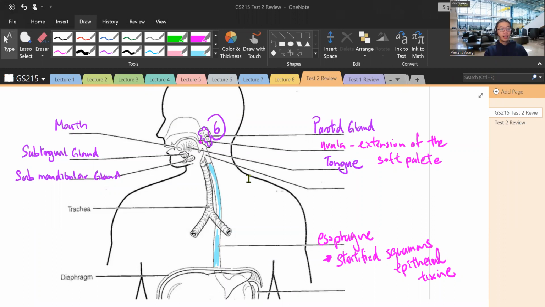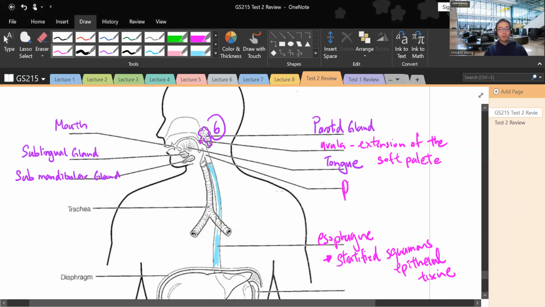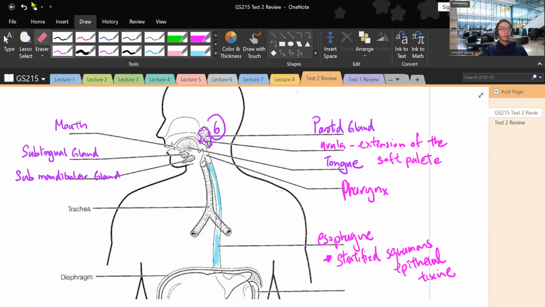I missed one here. That is the pharynx, the back of the throat, the common passageway of food, liquid and water.